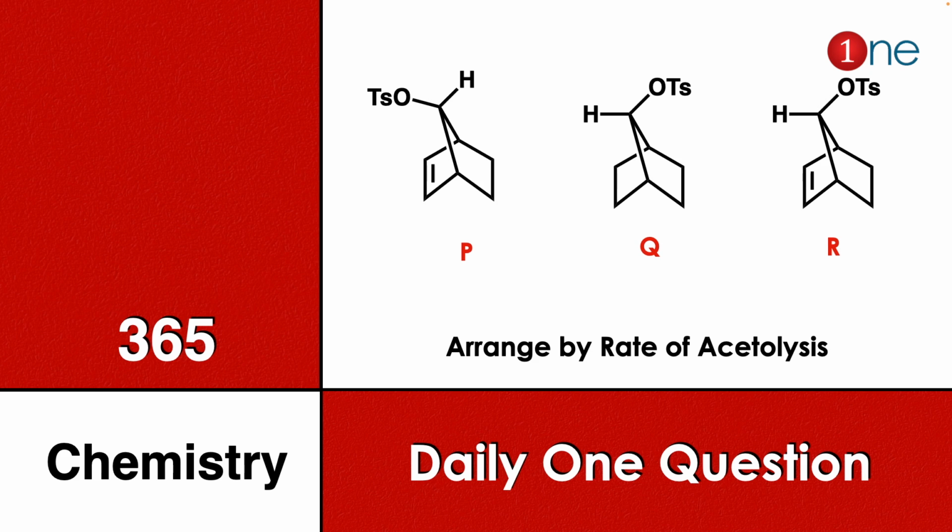Daily one question for you. Here three different tosylates are given. P is a tosylate on the bridged carbon where tosylate and alkene are cis. In Q you have a tosylate. In R you have a tosylate and alkene that are trans. You have to arrange these three compounds by their acetolysis rate.